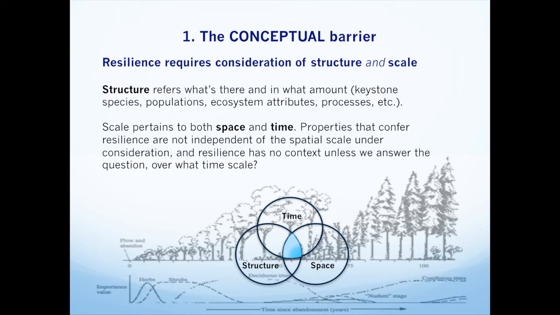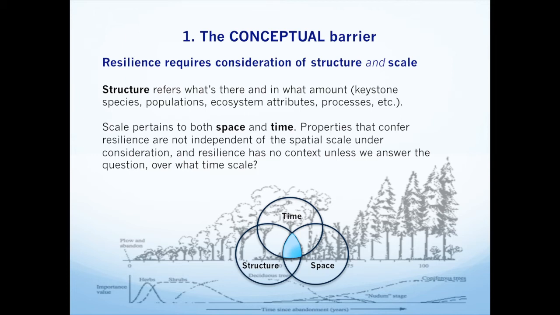The conceptual barrier is that resilience requires consideration of structure and scale. And the slide I just showed you is an example of that. You cannot think of resilience as just a single area, a single space in time. You have to think of it in a much broader context. So structure refers to what's there and in what amounts. I suggested keystone species, population, ecosystem attributes, and processes are all aspects of structure that we need to think about in our reclamation plans. Scale pertains to both space and time.